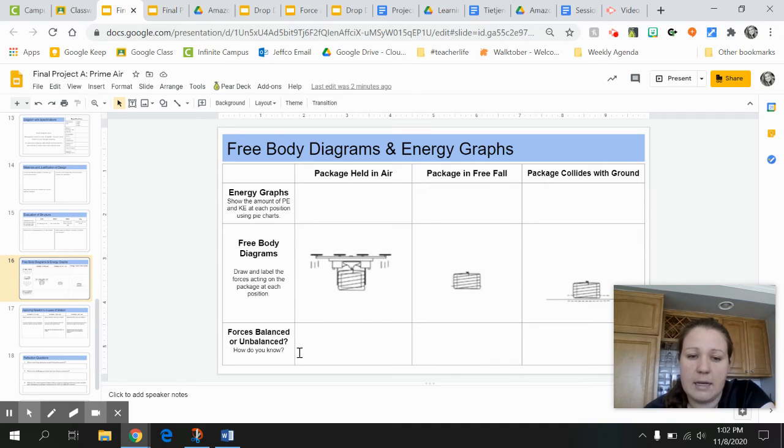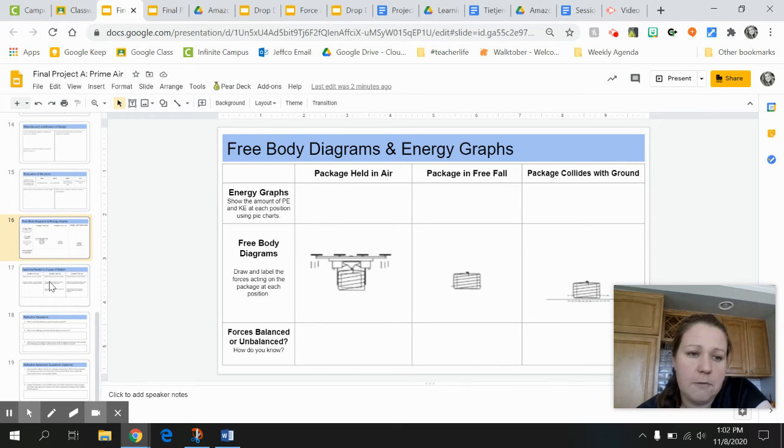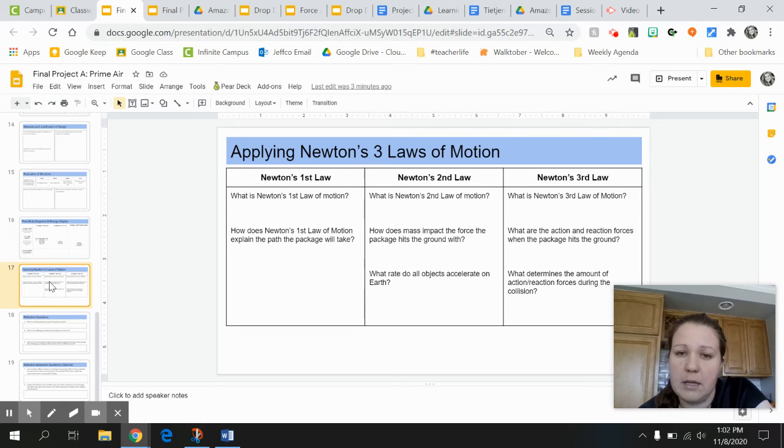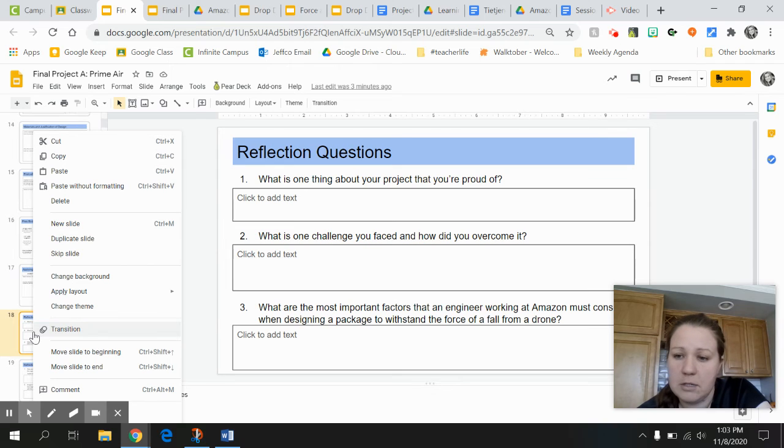Okay, and then the last one is just determining whether the forces on this package are balanced or unbalanced, and how do you know? And so you'll type those into that last box. Okay. Then for slide 17, it's all about applying Newton's 3 laws of motion to our project. So each one asks you, what is this law stating? And then asks you a couple questions that relate that law to our package.